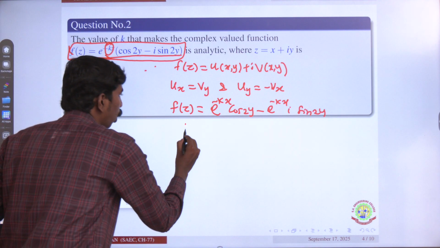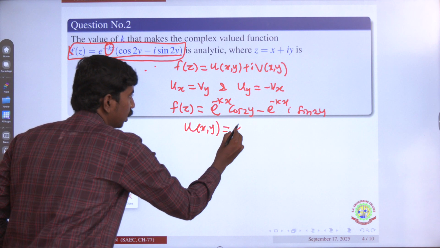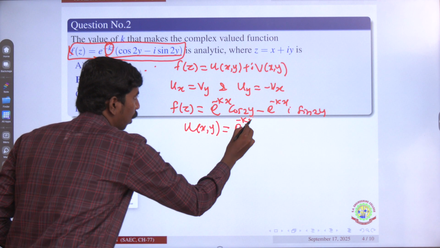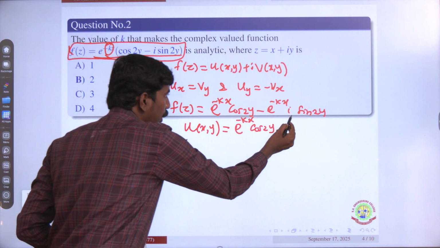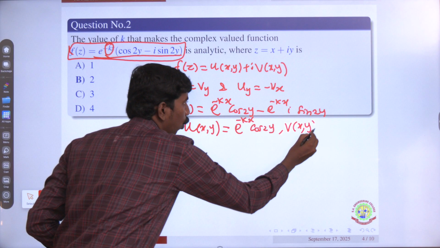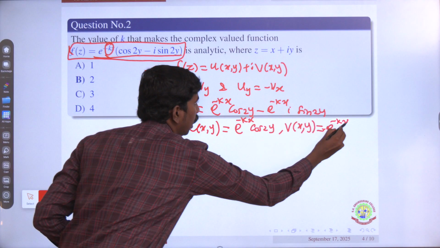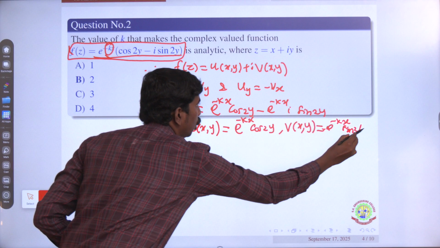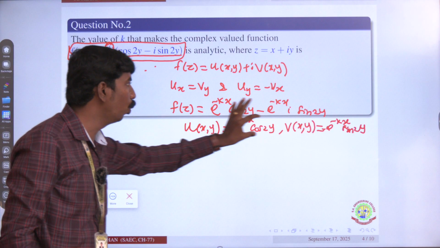So from this I will write what is the real part. Real part is our u of x comma y. So u of x comma y is e power minus kx into cos 2y. And what about the imaginary part? The coefficient of i. So that is v of x comma y, that is equal to minus e power minus kx into sin 2y. So from f of z, I separated what is u and v.